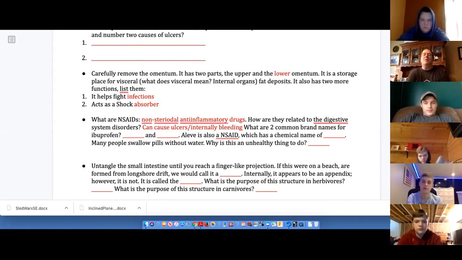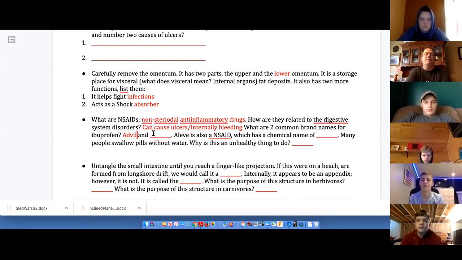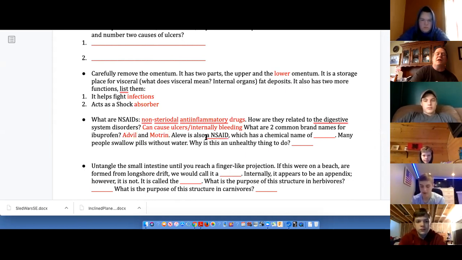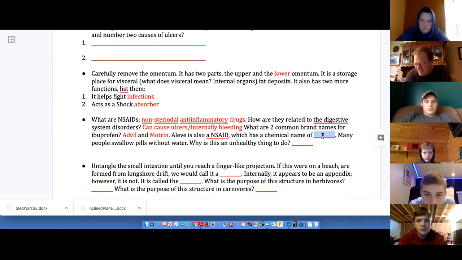All right. What are 2 common names for ibuprofen? Advil and Motrin. Okay, Aleve is also an NSAID, which is what? Naproxen. That's what I found. Naproxen.